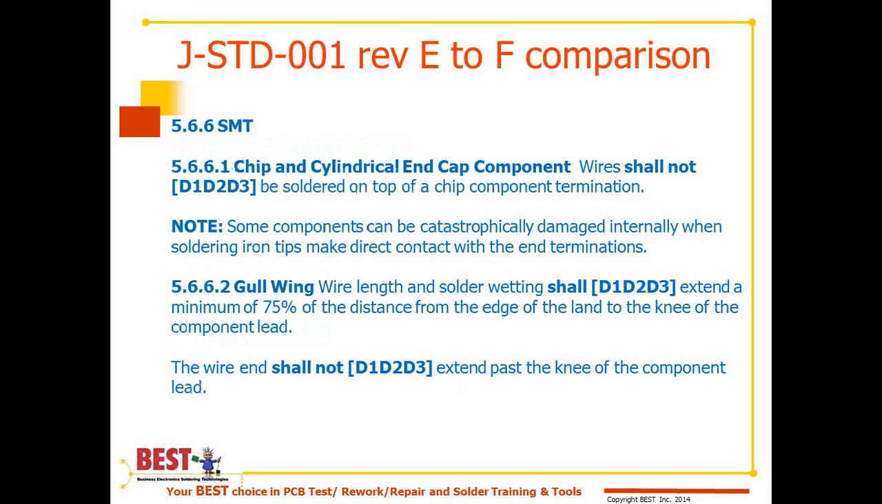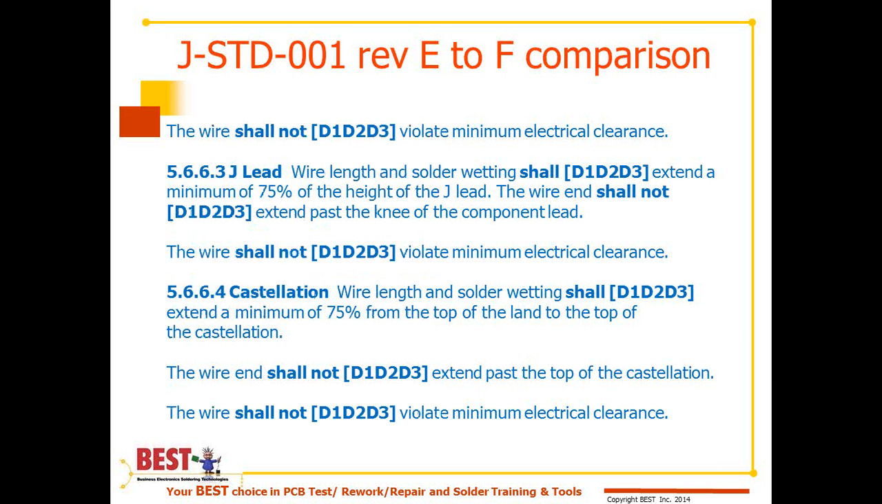It goes on to talk about gull wing leads and where the wire placement is. It should extend at least 75% of the distance from the edge of the land to the knee. The wire end shall not extend above the knee, though, for gull-wing leads. Also, if it violates minimum electrical clearance, it's a defect, and we'll see that repeated for each one of the different styles. If the wire is attached to a J-leaded part, the wire length and solder wetting shall extend a minimum of 75% of the height of the J-lead, and the wire end, again, shall not extend past the knee of the component or the top bend of the component lead.